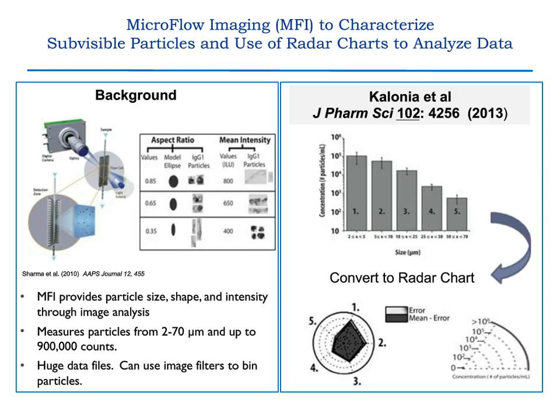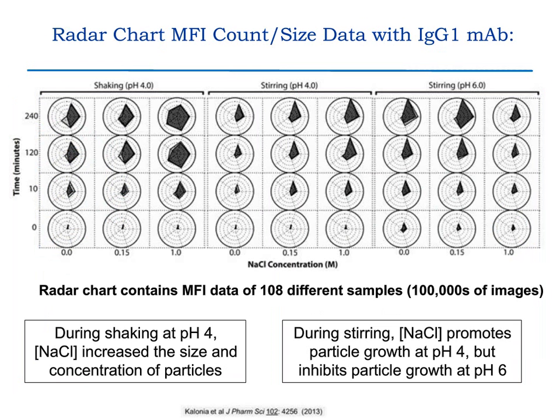So you might say, so what? What's the purpose of this? And the purpose becomes much clearer when you're looking at a lot of data, and that's shown in the next slide. So in the next slide, we're looking at MFI data from 108 different samples and hundreds of thousands of images. And here we can see, instead of looking at many different bar charts that are hard to compare, by plotting the data by radar charts, we can quickly compare different samples.